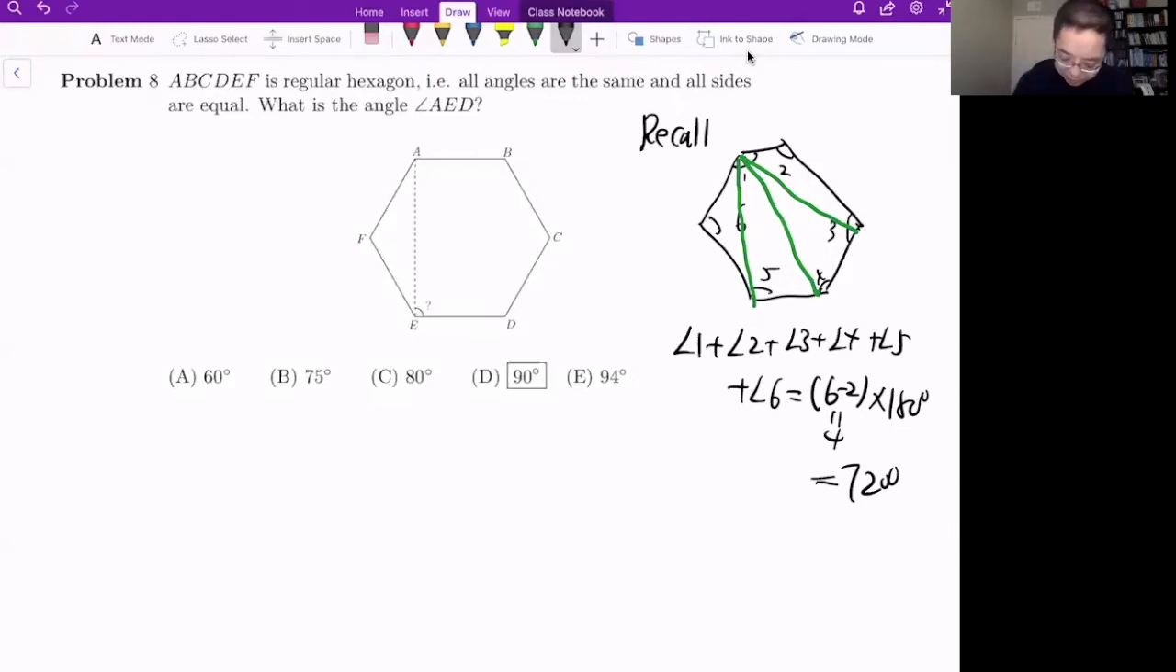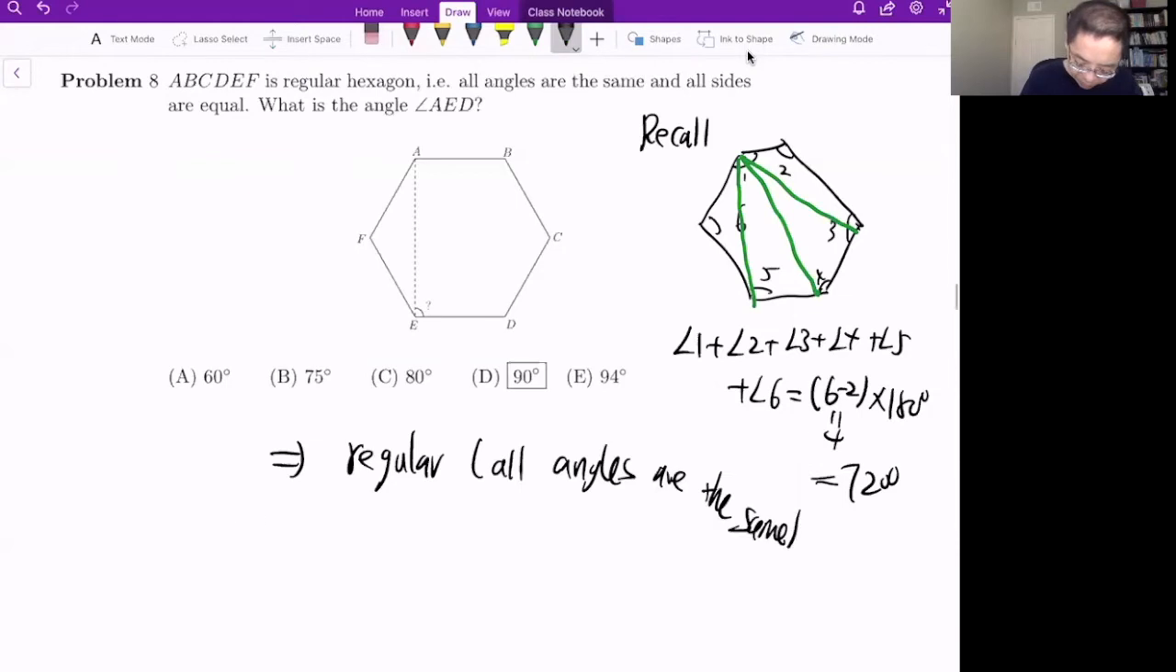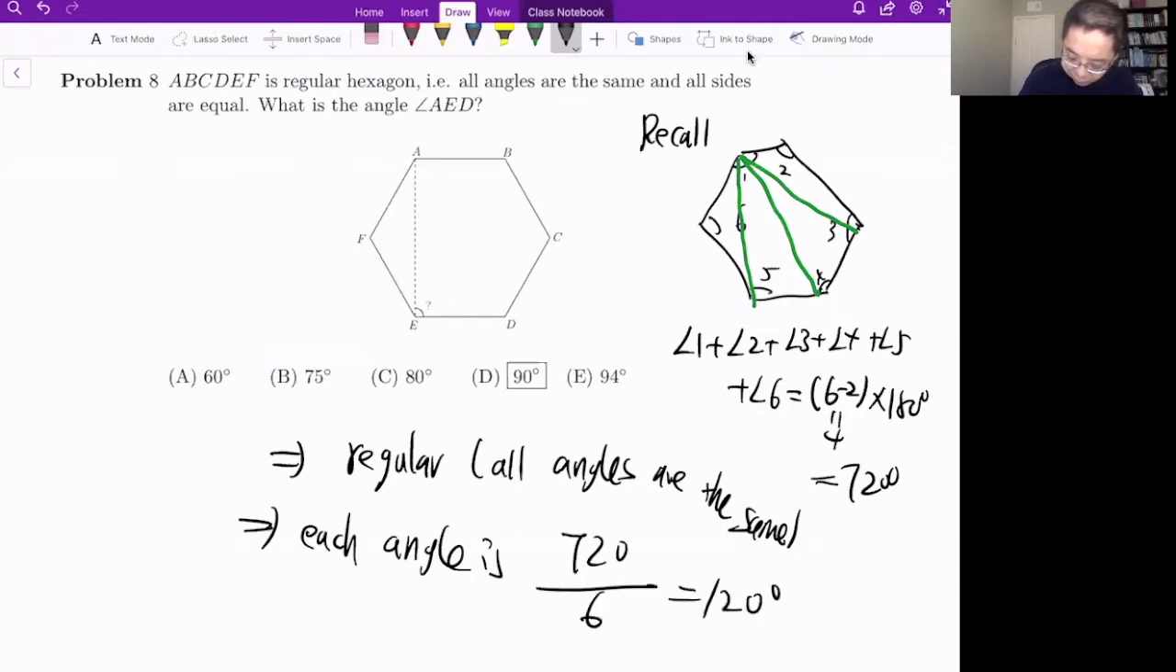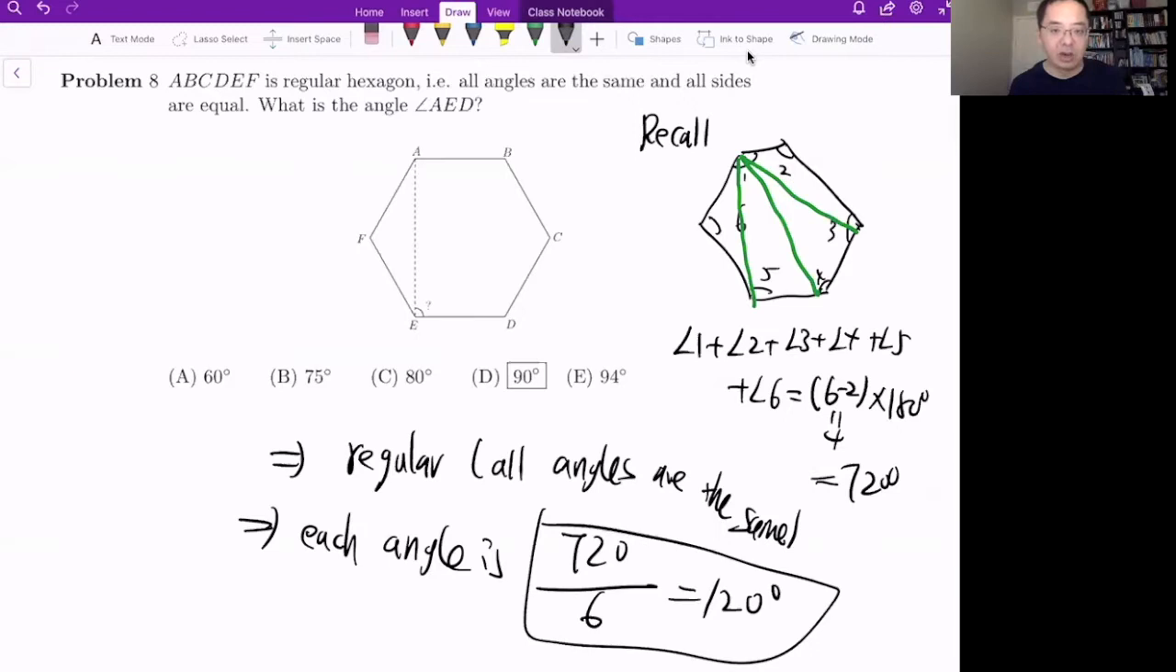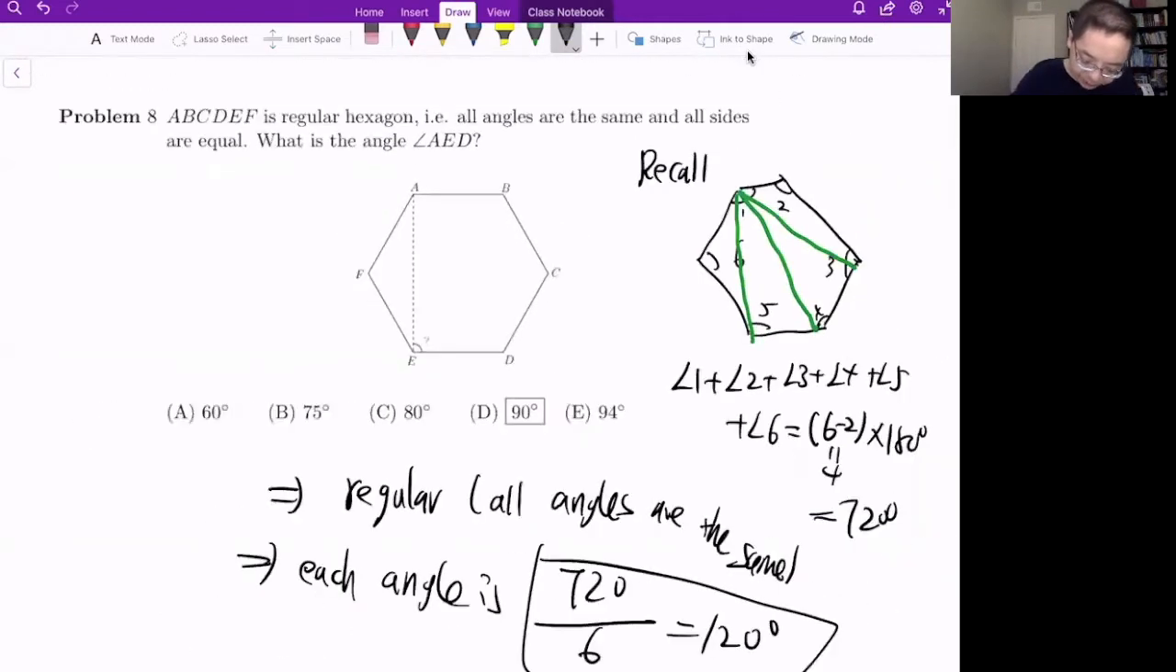Right, so if it's regular, this implies, according to the definition, all angles are the same, and so each angle is 720 divided by 6, which is 120, right? All right, so for a regular hexagon, each angle is 120. So let's put it here. We have this one is 120.